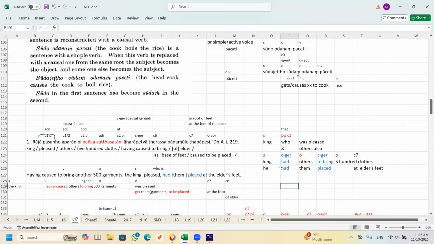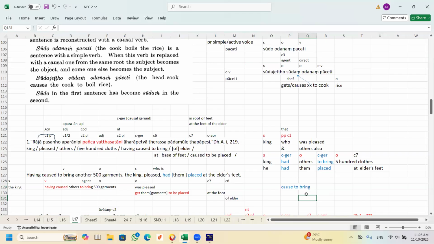You see, he had them. He had others. Because this is others, he had others, causative. That means this one is cause to bring. So you are not going to translate "the king caused others to bring". You are not going to say that. So the word cause is changed to had. The king had others to bring.